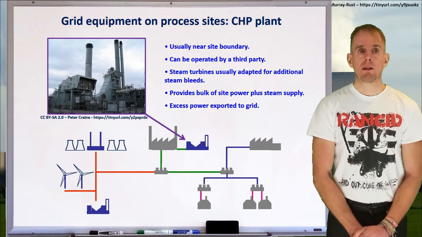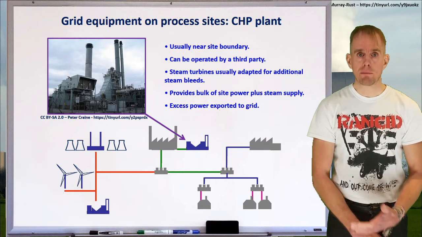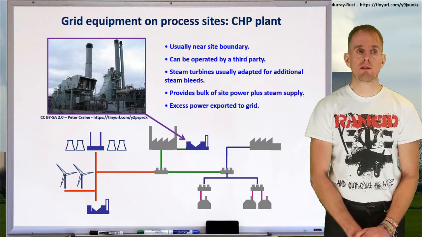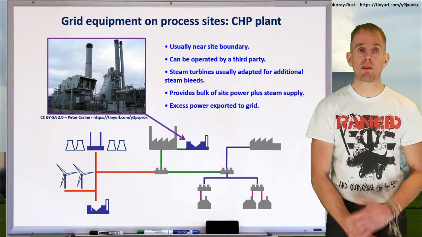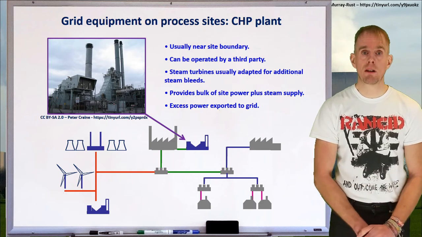Now, very often, the power plant that is associated with combined cycle gas turbines is significant, and they may be generating more power than the site actually needs, and so excess power will be exported off into the local grid system.